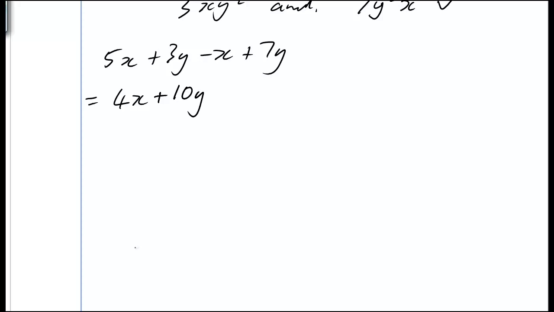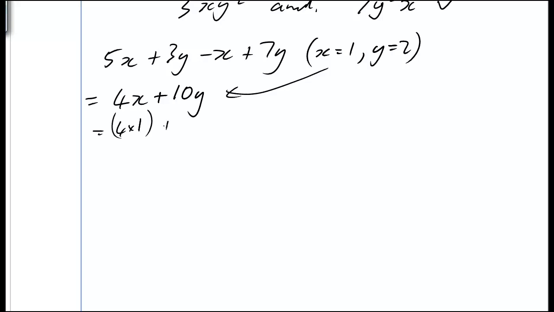Now, if you knew what x and y were, you could put the numbers for x and y in and work out an answer. So say you were told for this expression that x equals 1 and y equals 2, you could put those in here. And so let's see, 4 times 1 plus 10 times, now y is 2, 10 times 2. So it'll be 4 plus 20, the answer is 24.